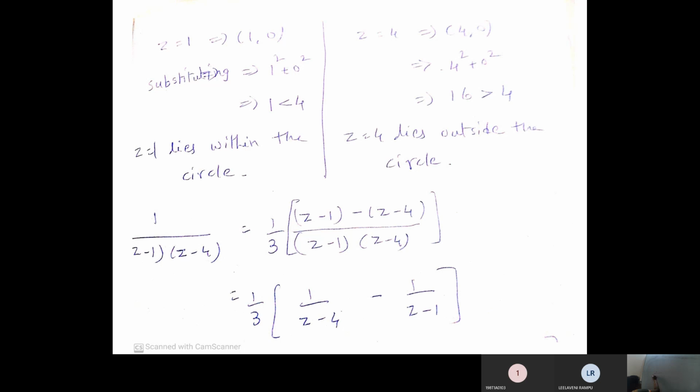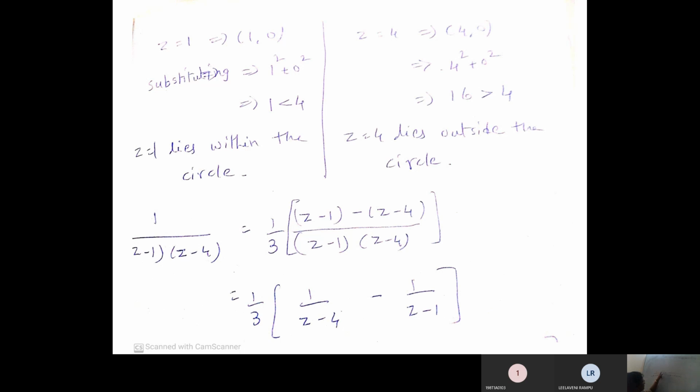Now, 1 by (z minus 1)(z minus 4) can be written as a by (z minus 1) plus b by (z minus 4). You can use that method, or without using that method, you can simply go in this method. (z minus 1)(z minus 4).